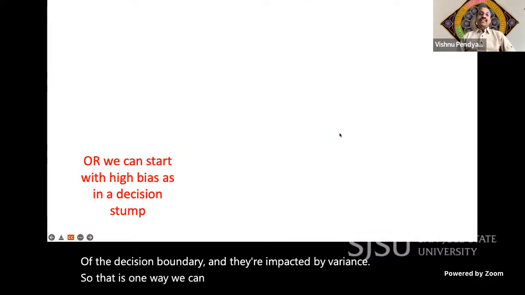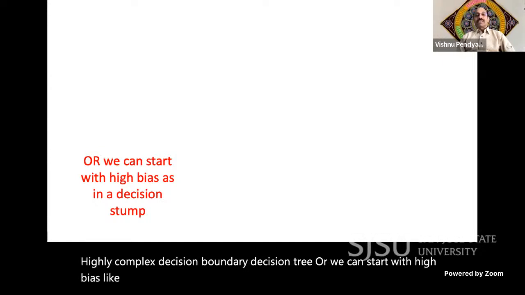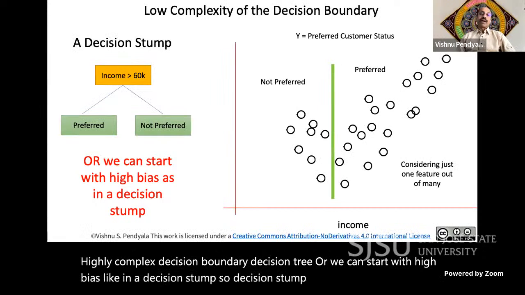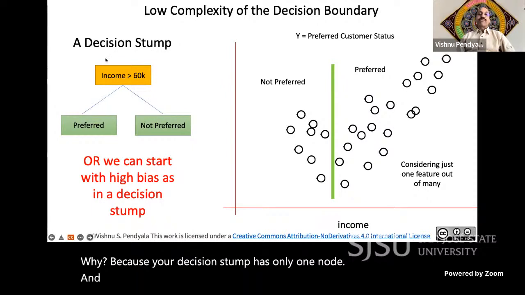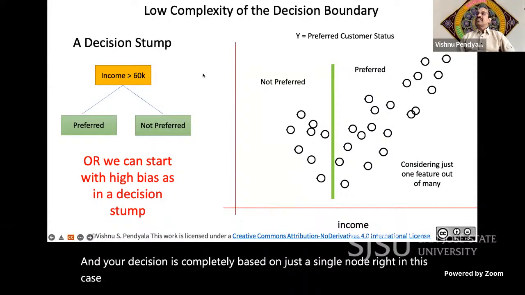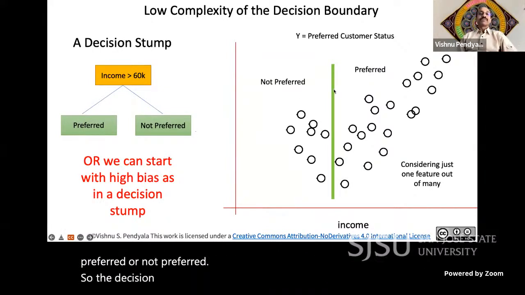We can start with a highly complex decision boundary decision tree. Or we can start with high bias, like in a decision stump. So a decision stump suffers from a high bias. Why? Because your decision stump has only one node, and your decision is completely based on just a single node. In this case, you're deciding just based on income whether the customer is preferred or not preferred. So the decision boundary is very simple. It's just a vertical line.